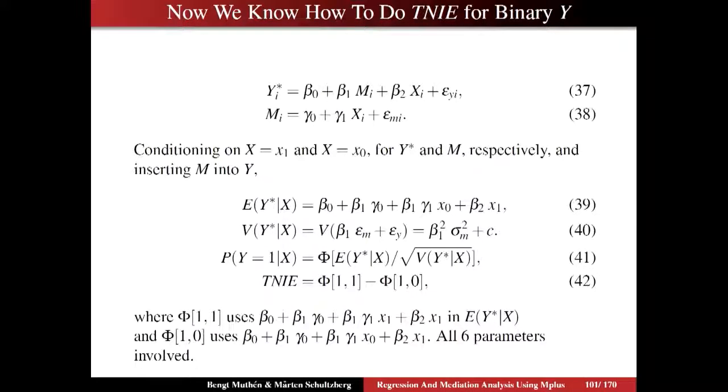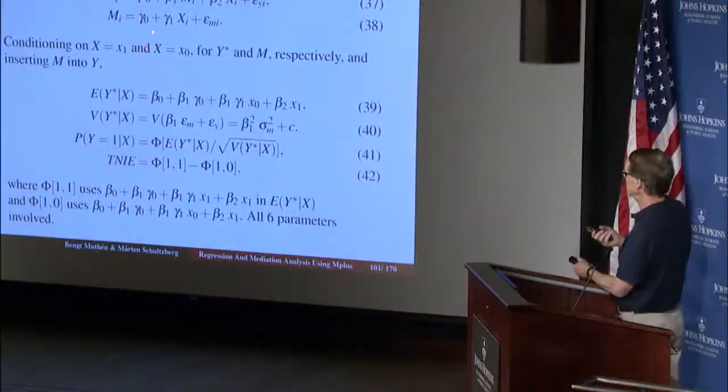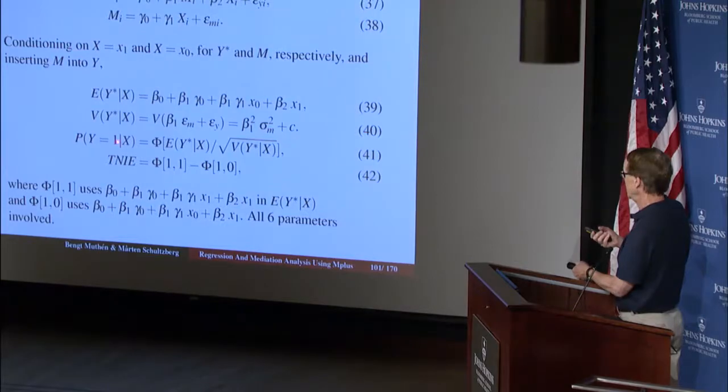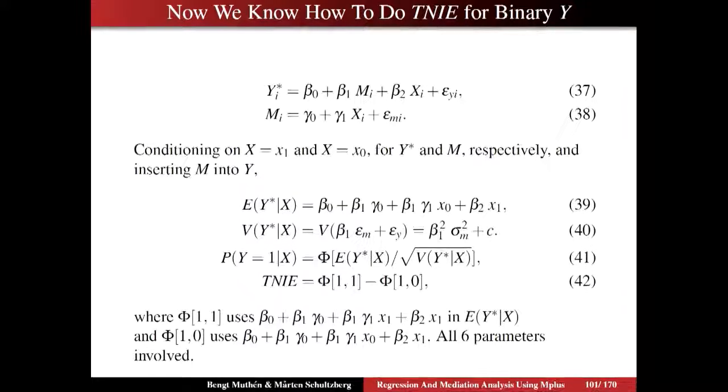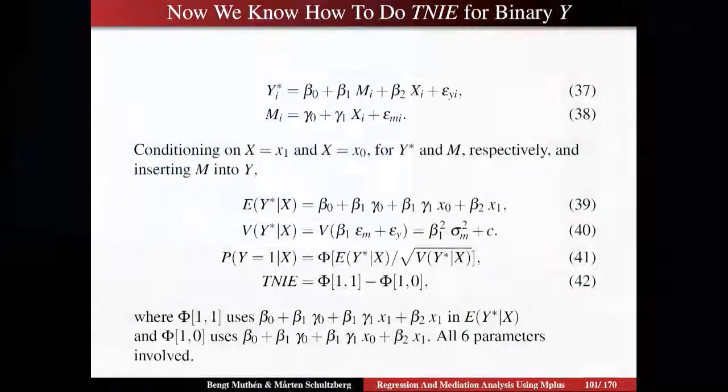So now we condition on x equals x1 in the first equation and x equals x0 in the second equation, and insert m from equation 38 into 37, and look at the mean of y star given x. And you get beta 0 plus beta 1 times gamma 0 plus gamma 1 x, which should be x0, plus beta 2 x, which is x1.